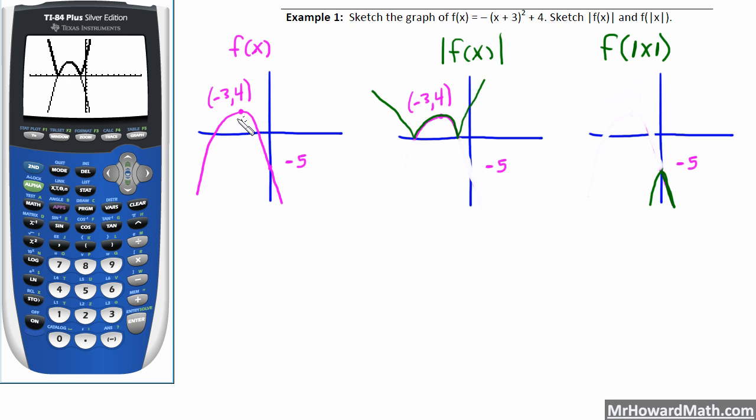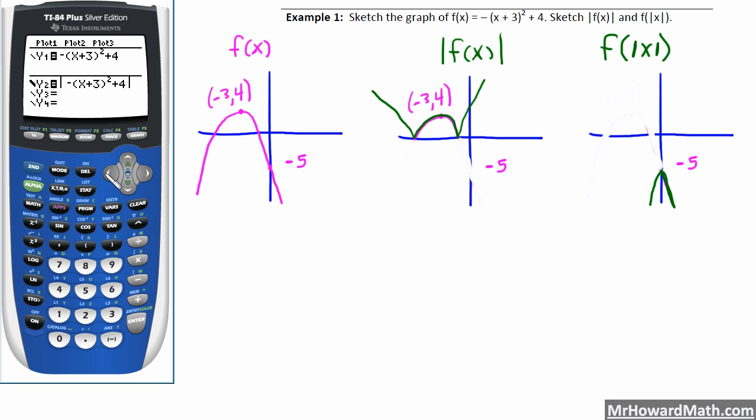The original graph part, this section in green here, is still there as it was before, and this part, all of the negative y coordinates here, are being reflected over the x-axis, and they're now going off to positive infinity. So that's what it looks like.